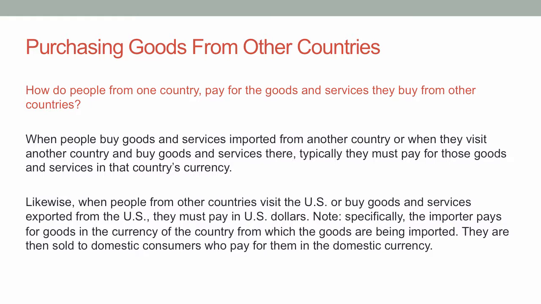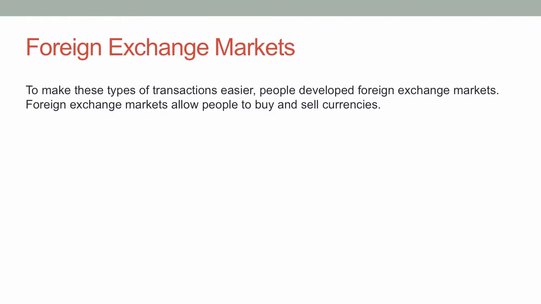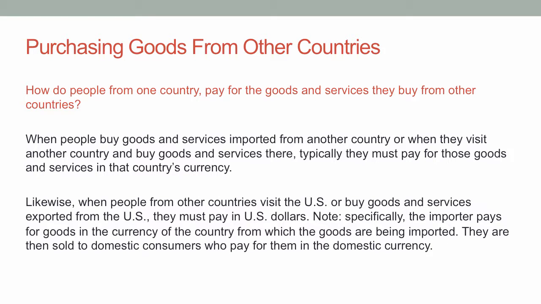But anything that comes from overseas has to be purchased at some point in that country's currency. Likewise, when people from other countries visit the US, say people from Canada come down to buy goods and services, they need to pay in US dollars. We don't really take Canadian dollars at the 7-Eleven down the road. So the importer pays for goods in the currency of the country from which the goods are being imported. They're then sold to domestic consumers who pay for them in the domestic currency.